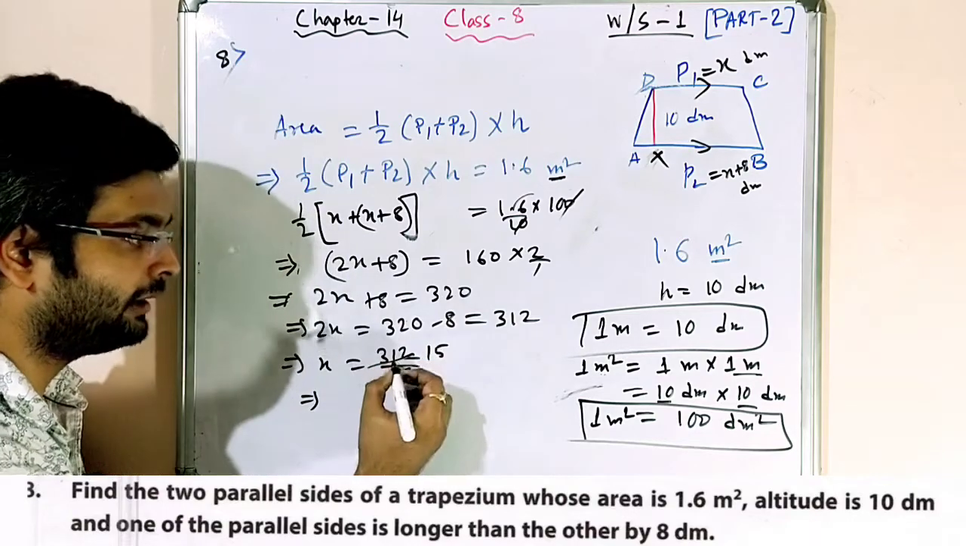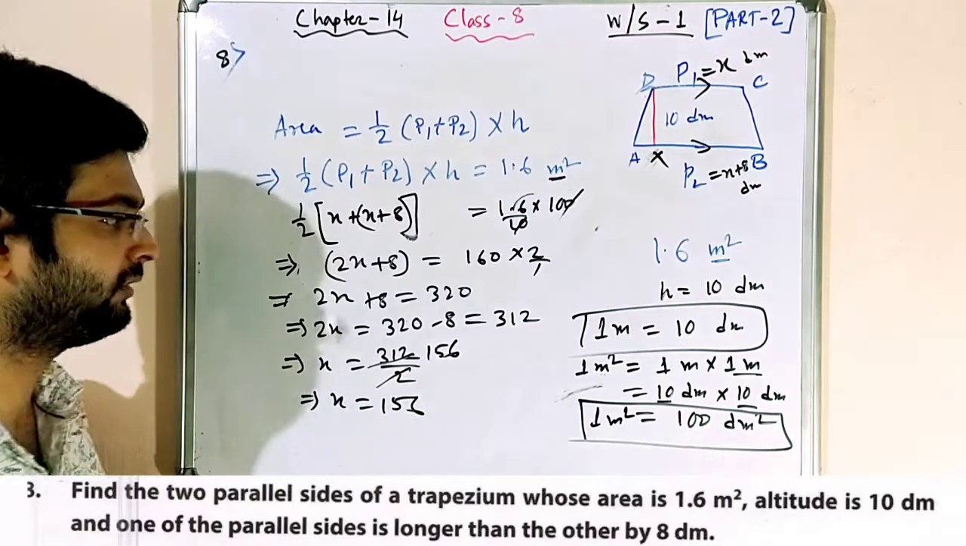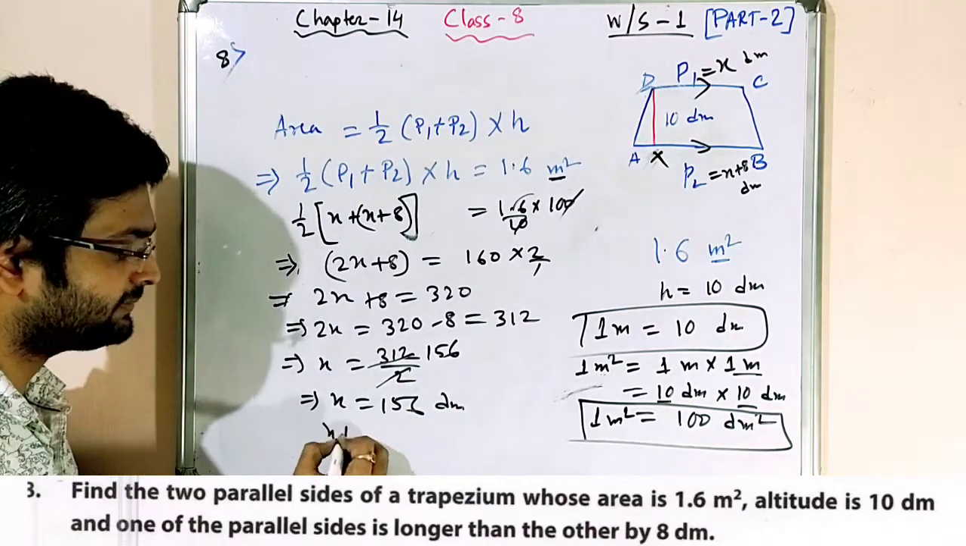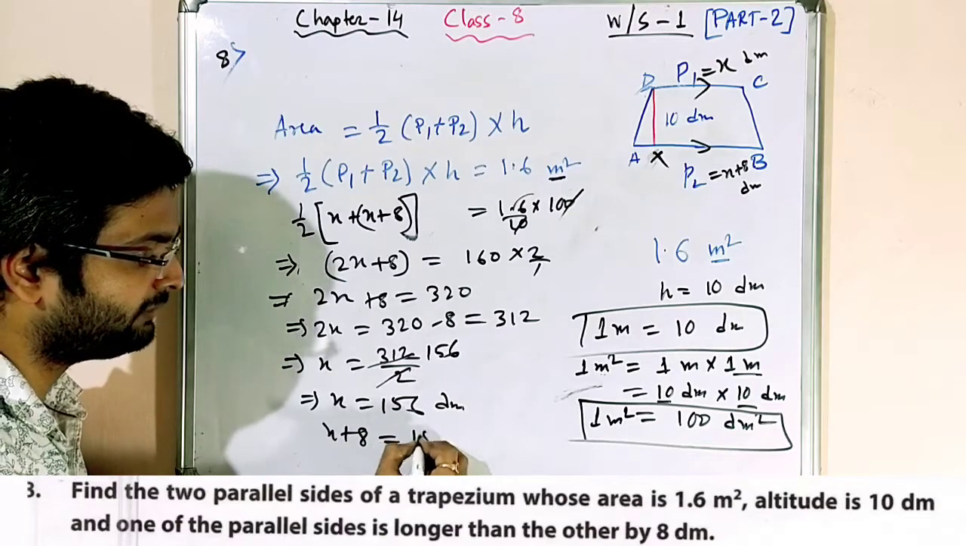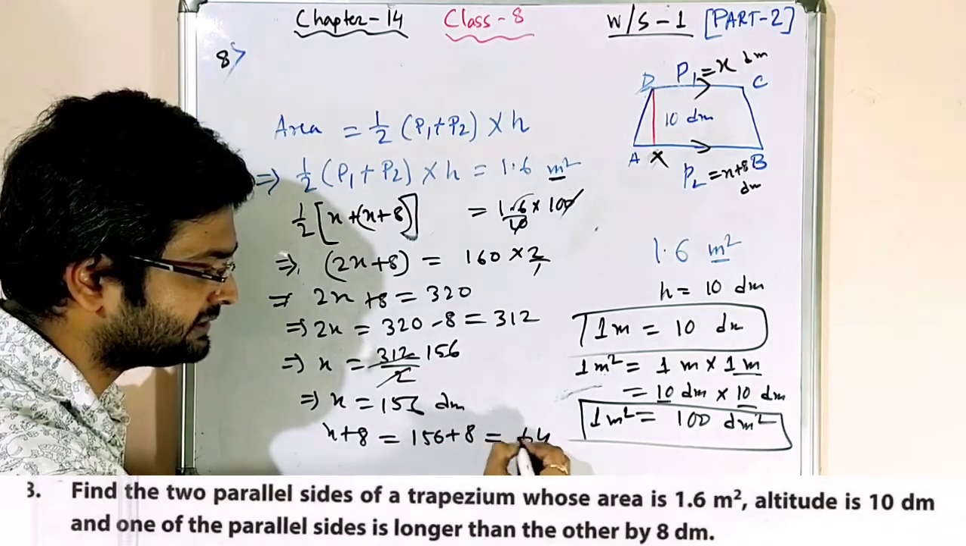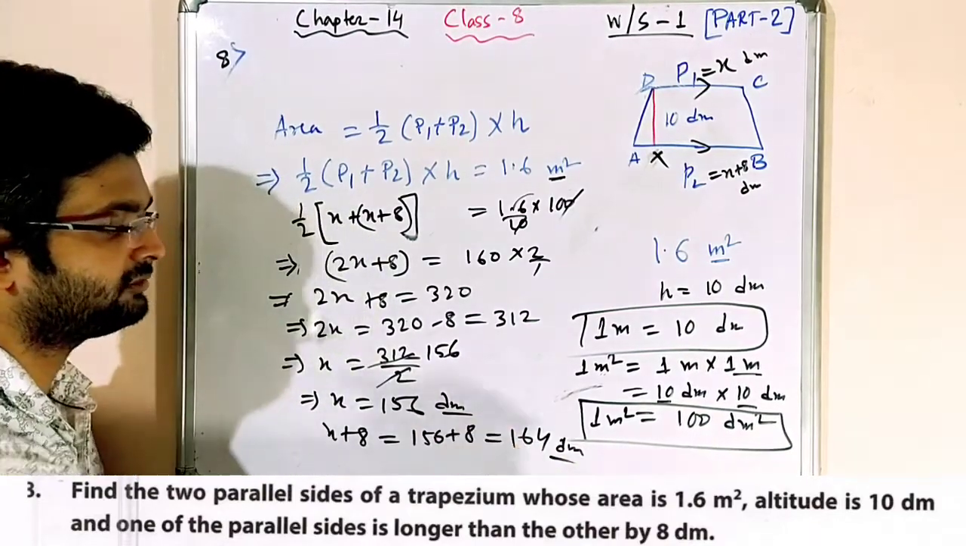That means again 1, 12, 6 are 12. So x equals 156. Okay now, this is the decimeter. So x plus 8 I have to find. That means 156 plus 8 gives 164 decimeter, and that is also decimeter.